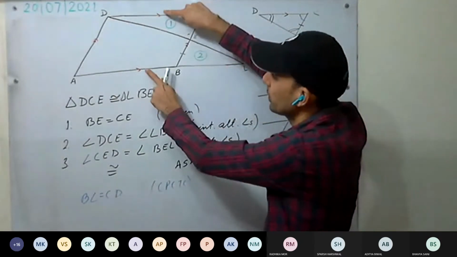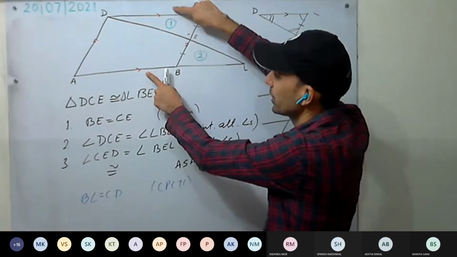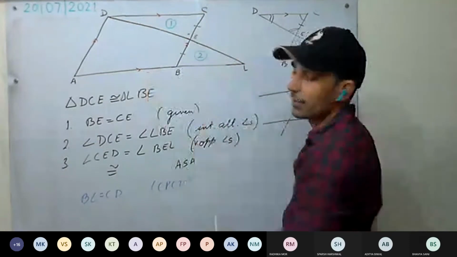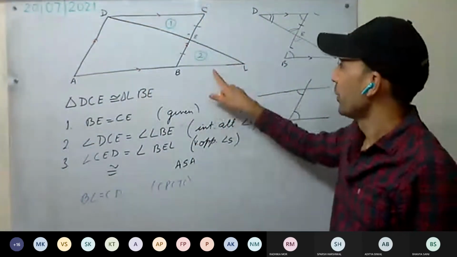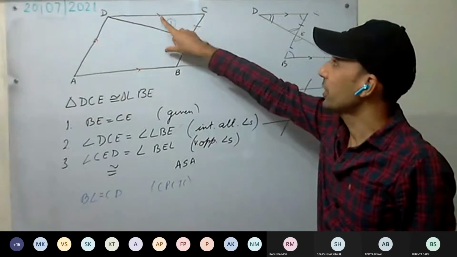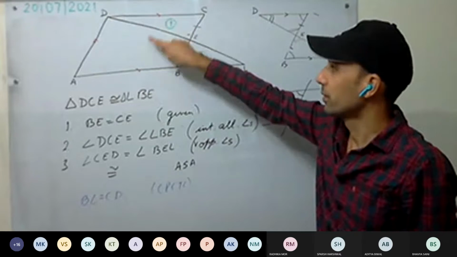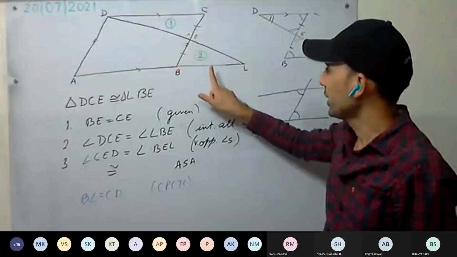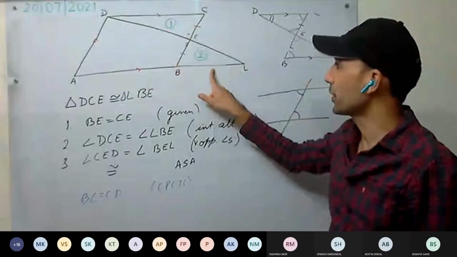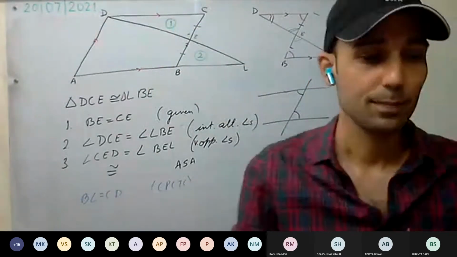In a parallelogram, these two sides are equal: AB equal to DC. So BL equal to CD by CPCTC, but we know CD is equal to AB. These two sides are equal, so this is equal to this, and this is equal to this. It means AB will be equal to BL. Have you understood this one?